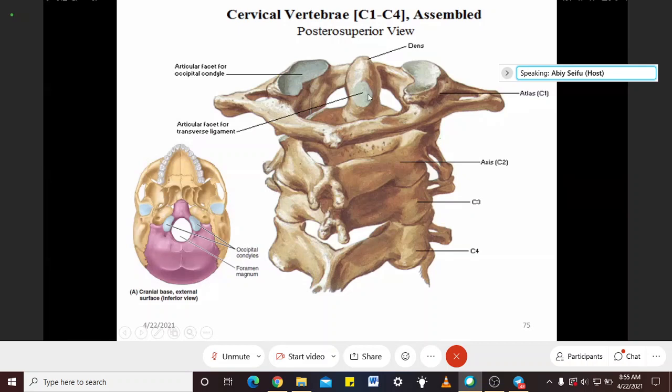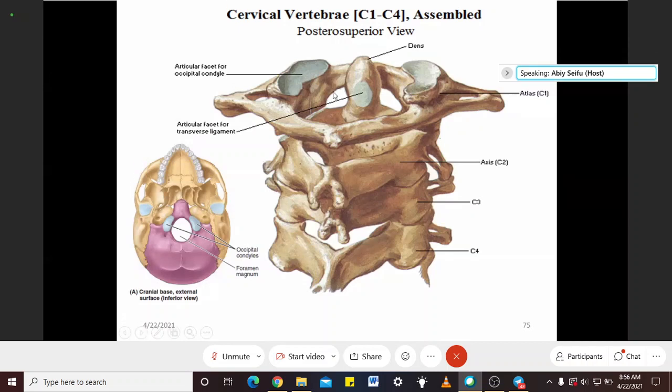The other joint is a joint formed by C2 and C1. In between, there are three joints formed by C2 and C1. Laterally, there are two articular facets: the lateral inferior articular facet of the lateral mass, and medially the odontoid process, which forms the pivot-like type of joint.